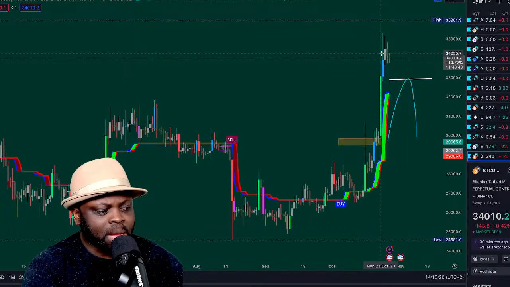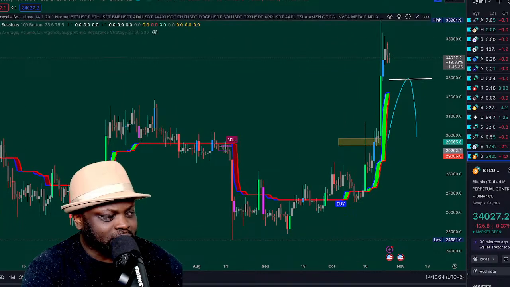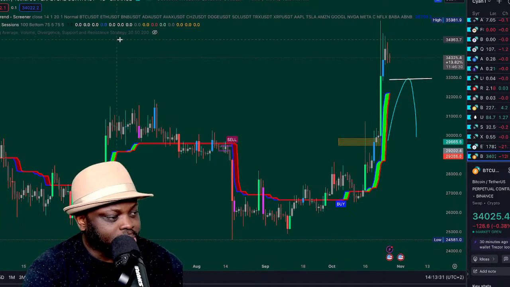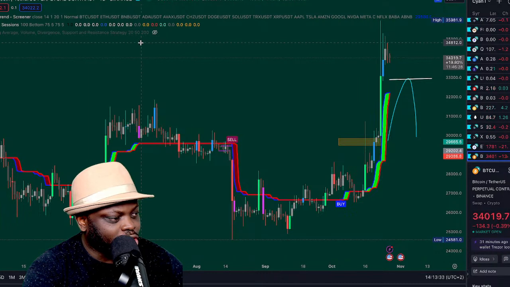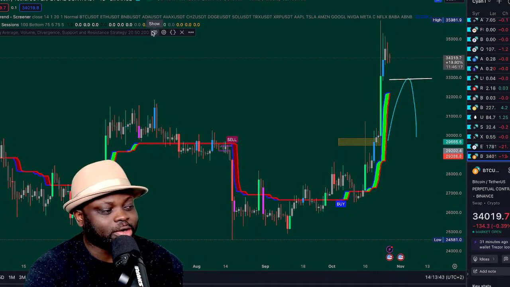Now, I'm also going to show you guys another indicator that I use. This is for free. This is my own indicator that I created using ChatGPT. This is the moving average, volume, divergence, support, and resistance. You cannot find it on TradingView. I can only give it to you by sending the code to you and you insert it, or run it on your TradingView.